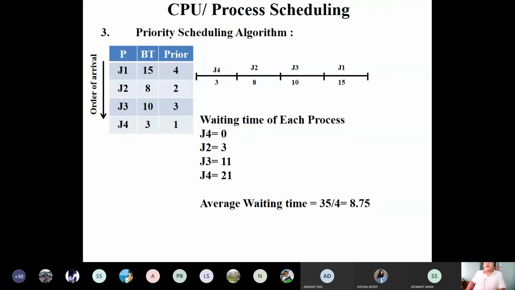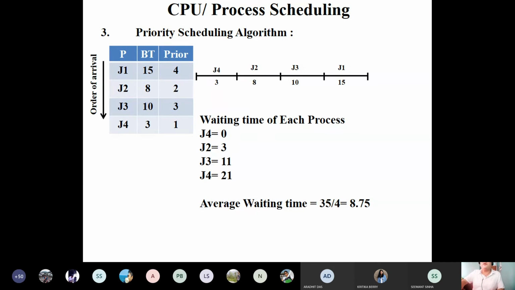If you consider the waiting time, the way I have told you how to calculate it, job J4's waiting time is 0. Job J2's waiting time is the burst time of J4, which equals 3. J3 will wait for completion of J2 and J4. So J2 burst time is 8 and J4 burst time is 3. So 8 plus 3, it should be 11.